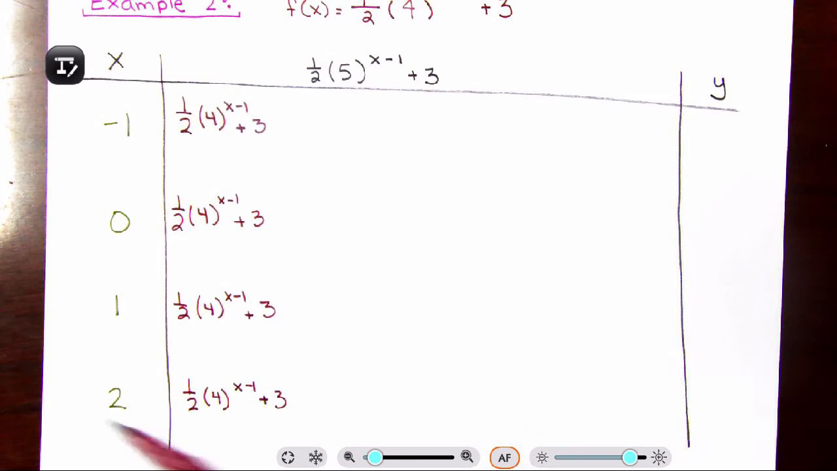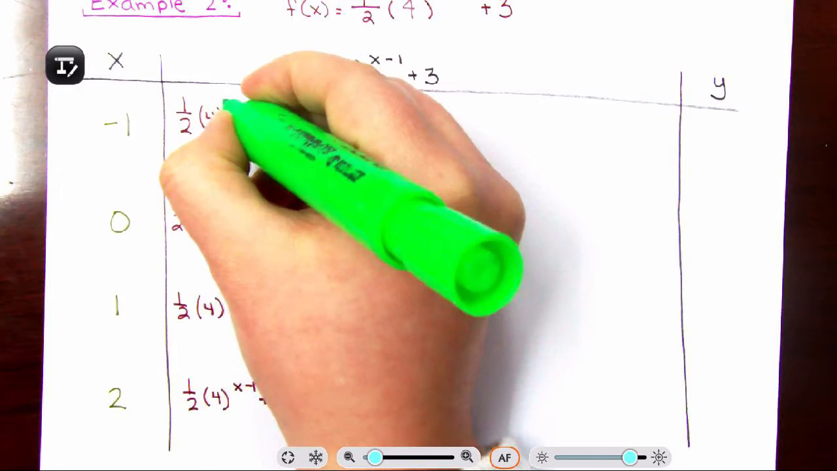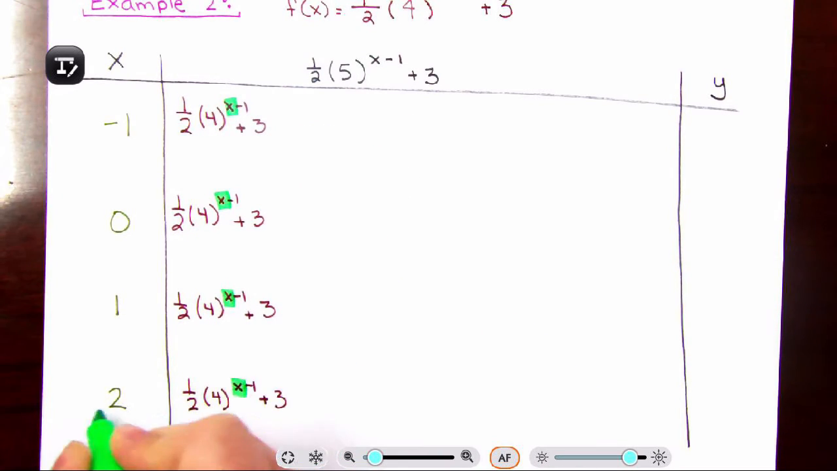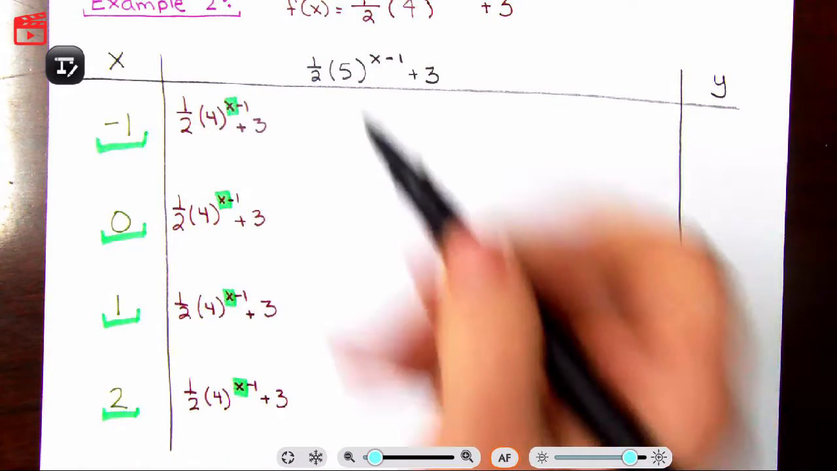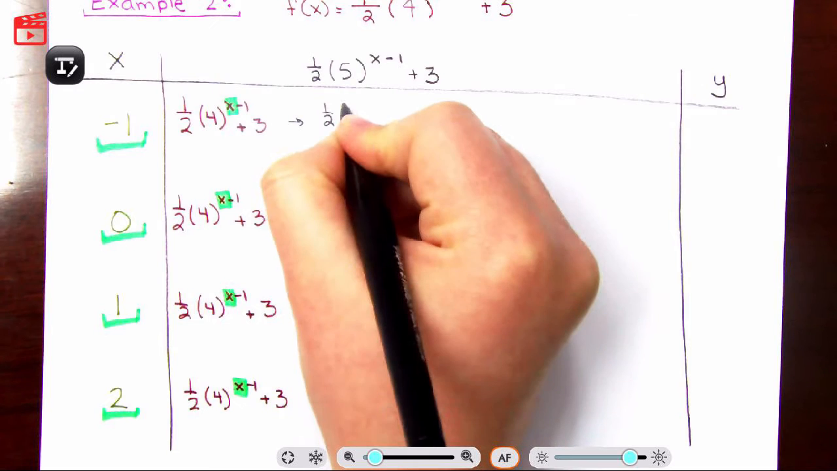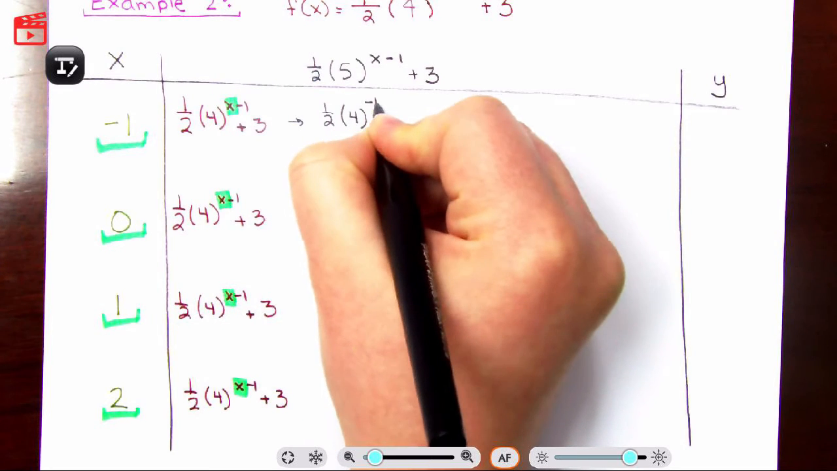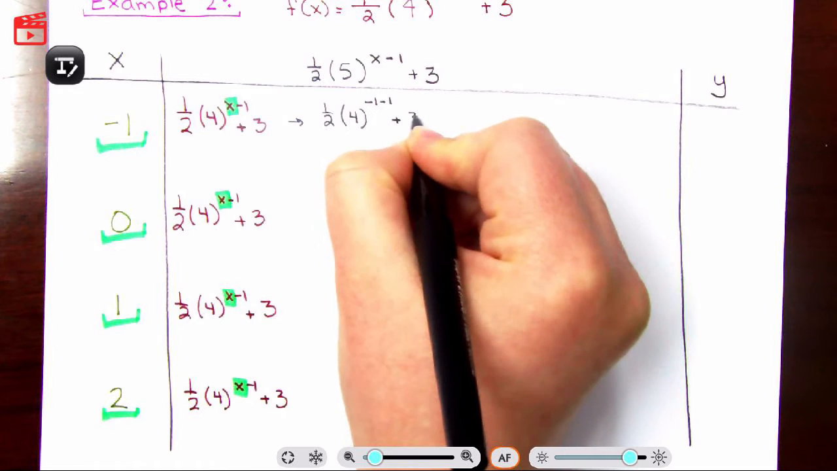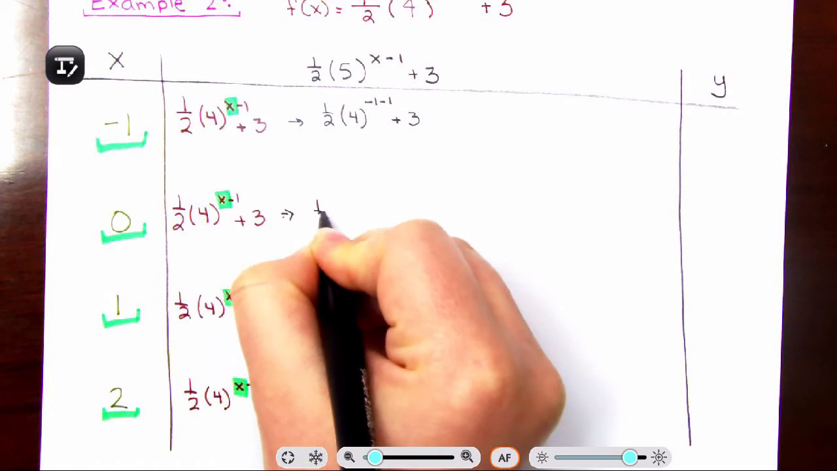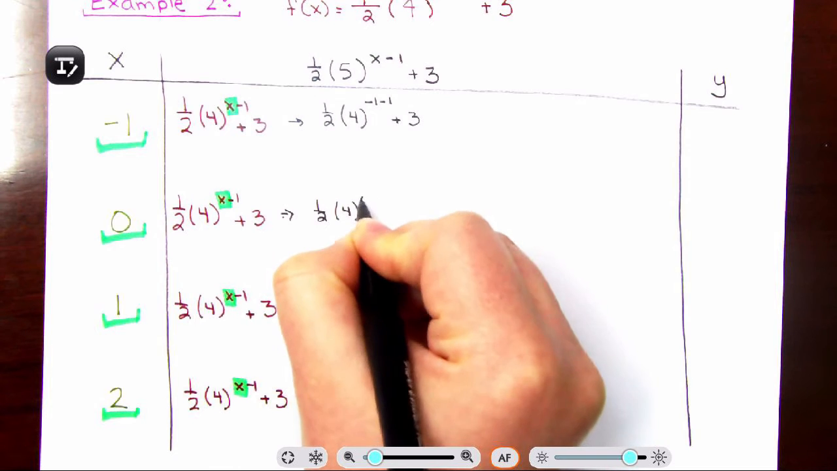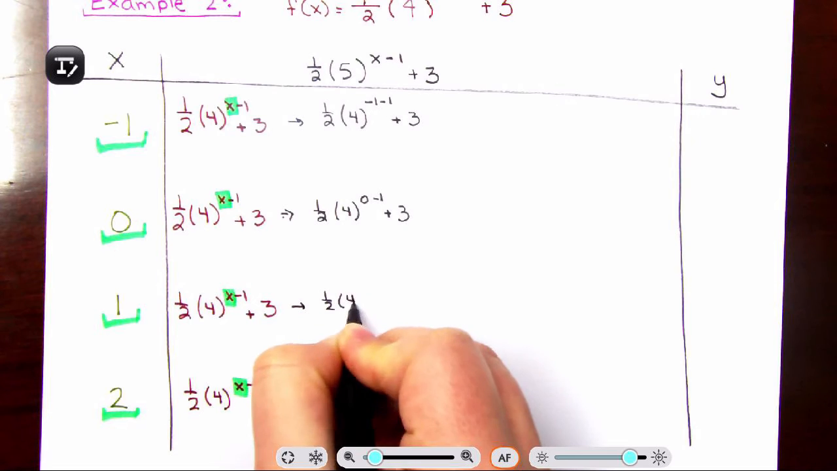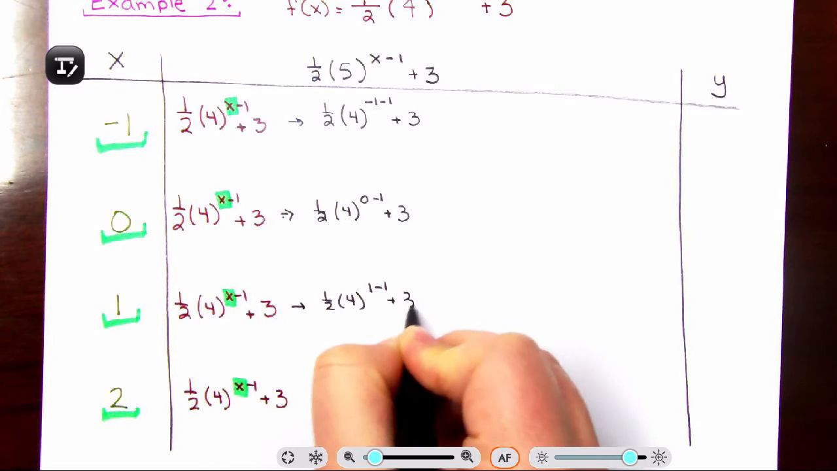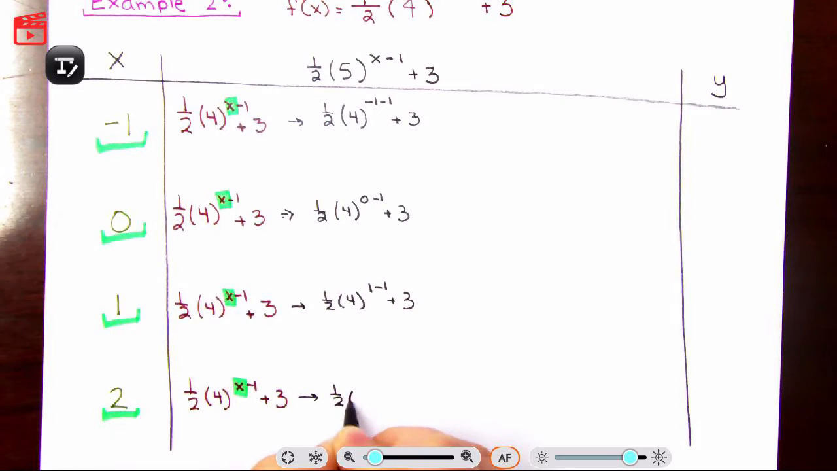Now I'm going to copy it down once again, but this time for my x values, I'm going to write down my points. So I'm going to have 1/2 times 4 to the -1 minus 1 power plus 3. I'm going to have 1/2 times 4 to the 0 minus 1 power plus 3. I have 1/2 times 4 to the 1 minus 1 plus 3. And I have 1/2 times 4 to the 2 minus 1 plus 3.